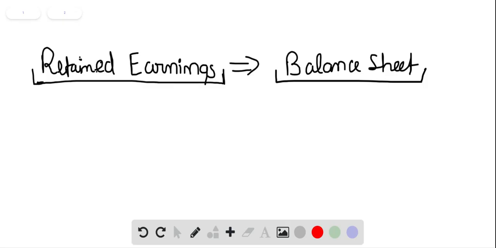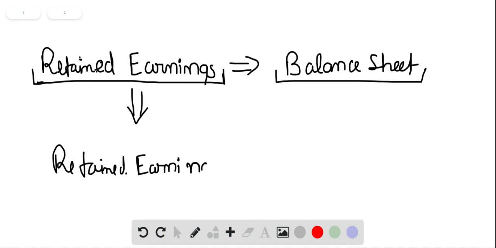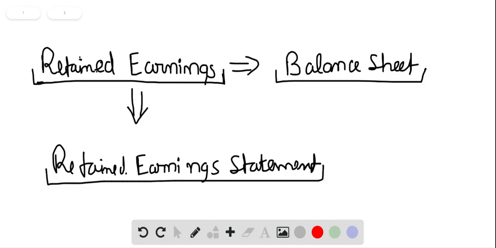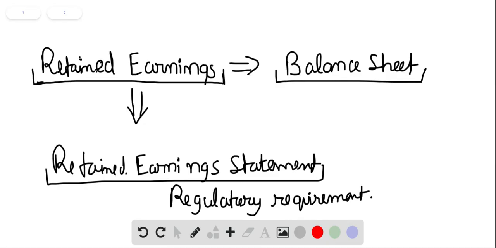Okay, now what happens when there is a specific purpose to prepare a particular statement, so that it will be created specifically for that purpose. In that case we will have the retained earnings statement, and that too is required as per regulatory requirement. So this one as well as this one will have the retained earnings balance as one of the components, which has to be reported as per regulatory requirement.